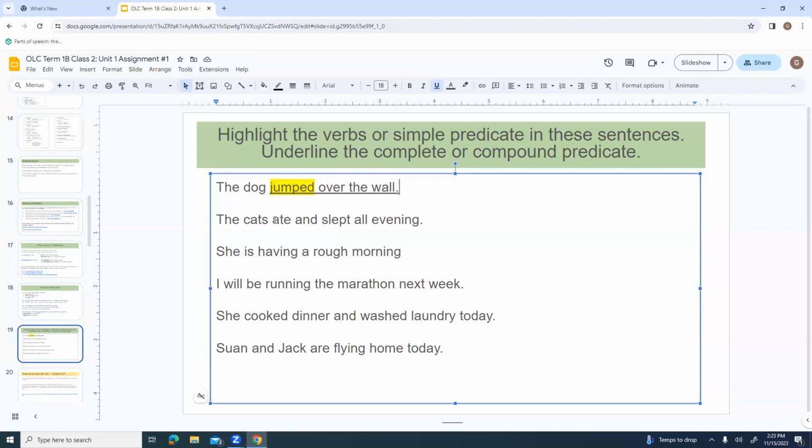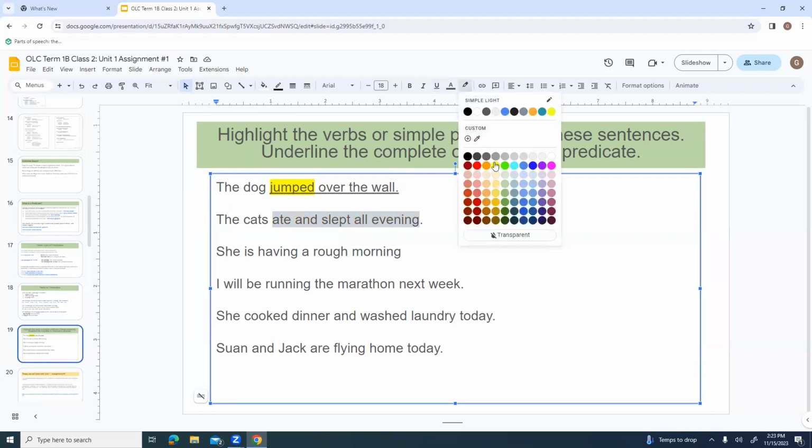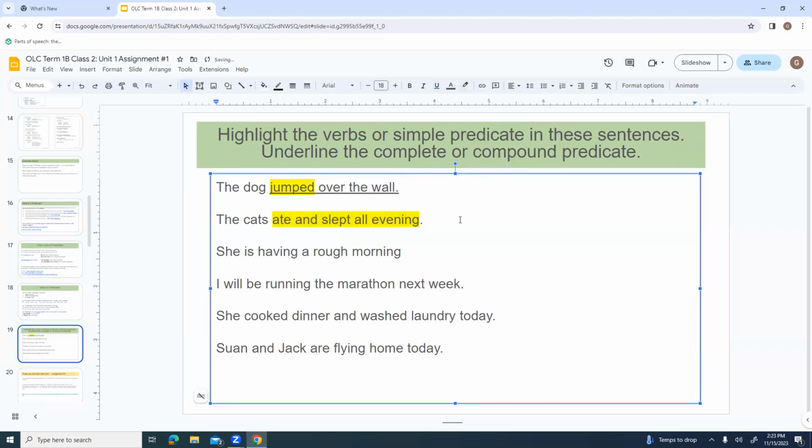The cats ate and slept all evening. So ate and slept, the whole thing becomes your compound predicate, right? The whole thing. Oh, and then I gotta remember to underline it. I apologize.